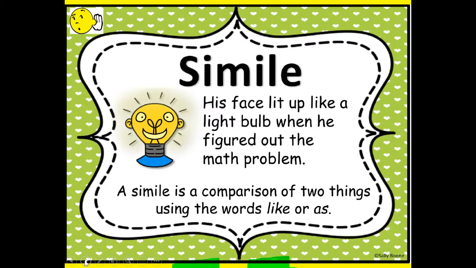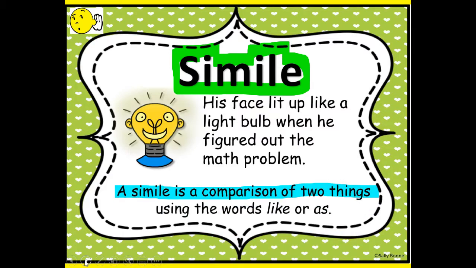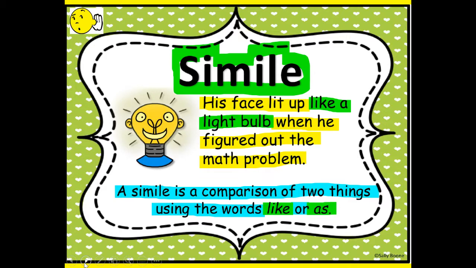All right, now listen. Simile. What is a simile? It's a type of figurative language. A simile is a comparison of two things using the words like or as. So here's our example of a simile. His face lit up like a light bulb when he figured out the math problem. So a simile is a comparison of two things using the words like or as. And here's our example. His face lit up like a light bulb when he figured out the math problem.